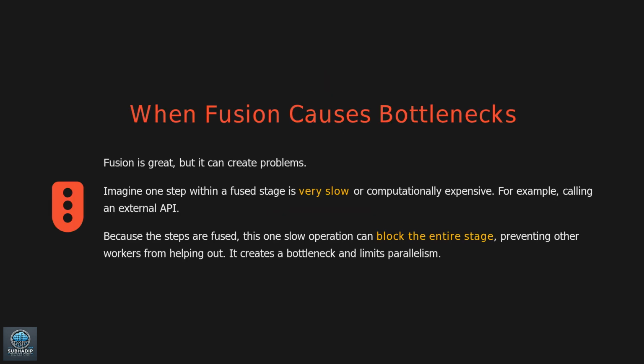So if fusion is so great, what's the problem? The issue arises when one of the steps inside a fused stage is a significant bottleneck. For instance, a transform that makes a slow network call, or performs a very heavy computation. Since the entire stage is a single unit of work, this one slow step can hold up everything, and Dataflow can't parallelize the subsequent steps across more workers.